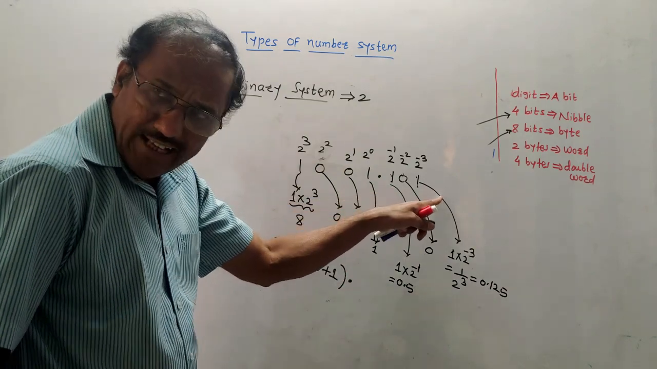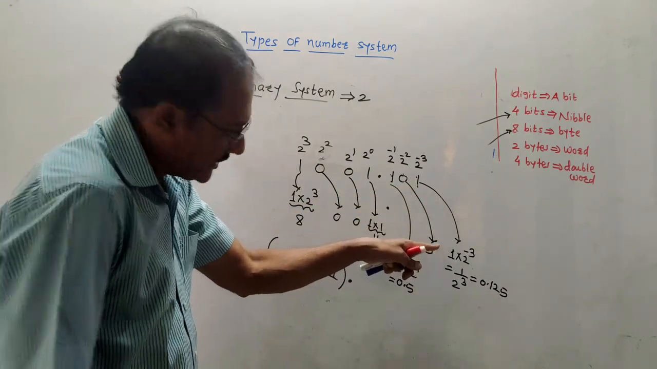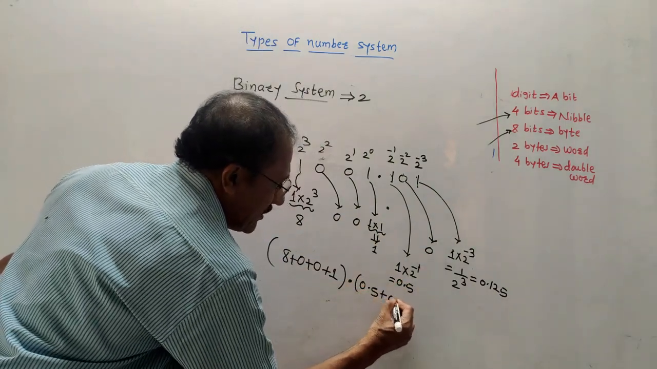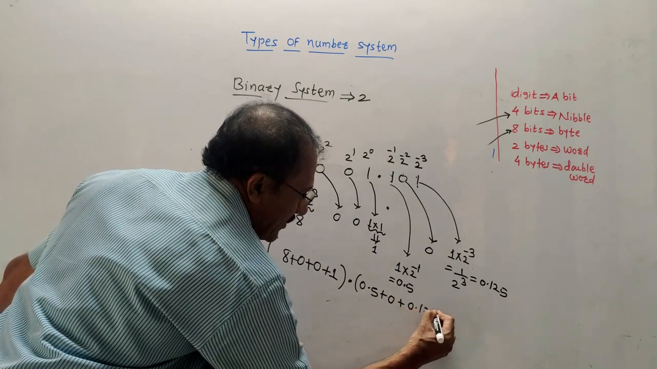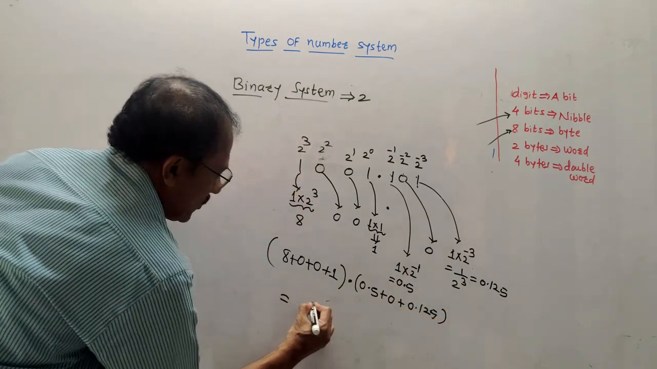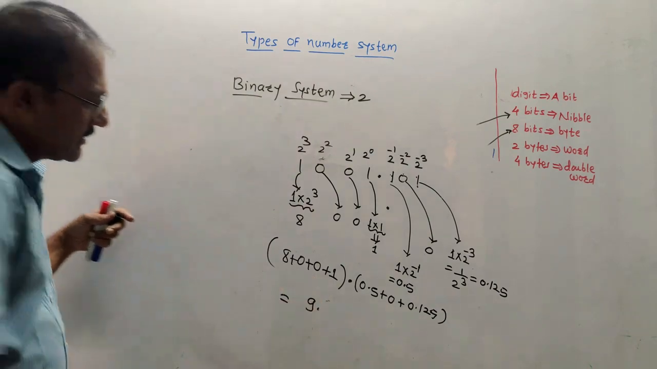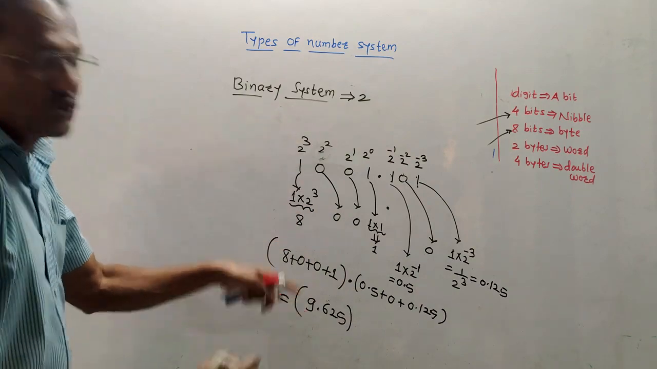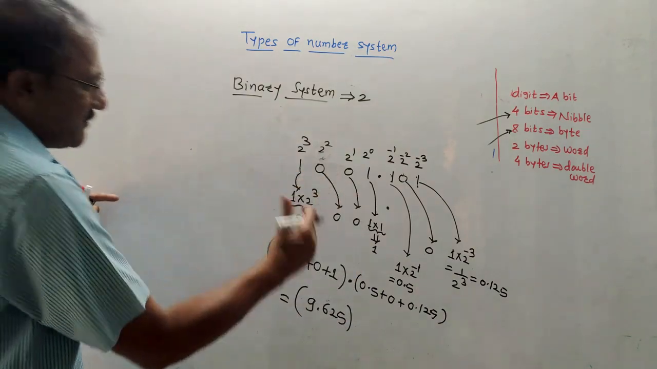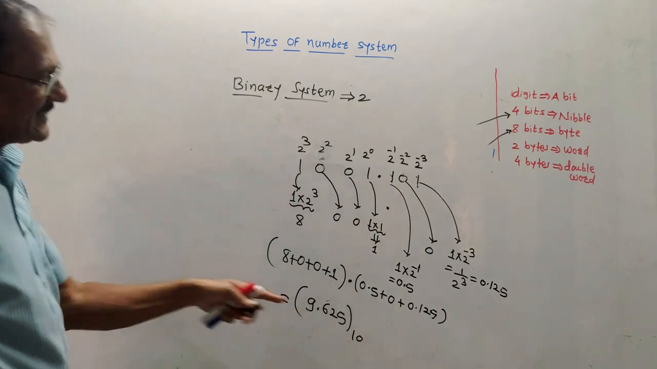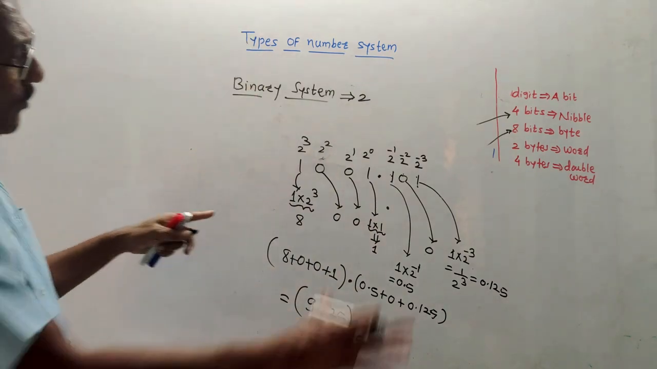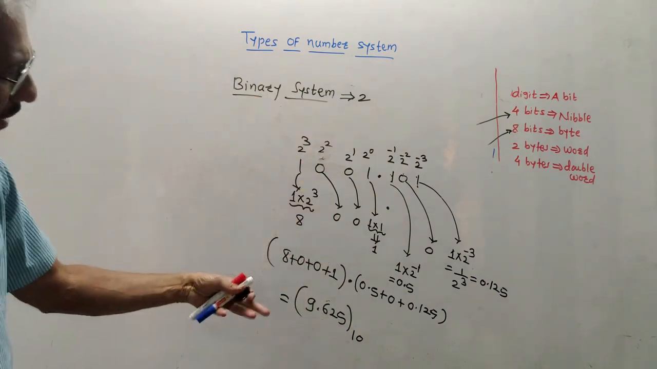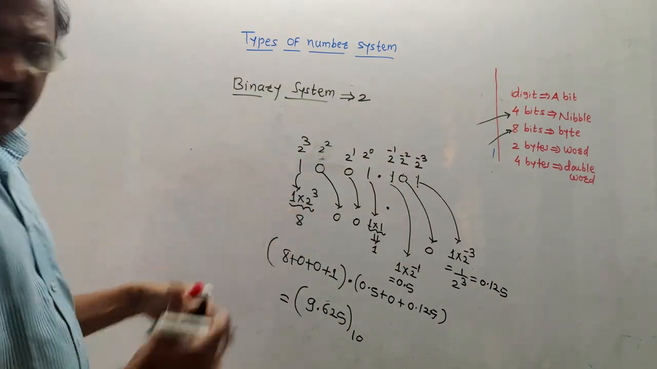Add all the values, all the answers, whatever you got after doing calculations. So first value is 0.5, second is 0, third is plus 0.125. So total thing will be 9.625. This is the common system which we use, which is known as the decimal number system. So base to this is 10. This is the way, if you have some binary number, how to calculate its decimal equivalent, which is required in normal calculations.